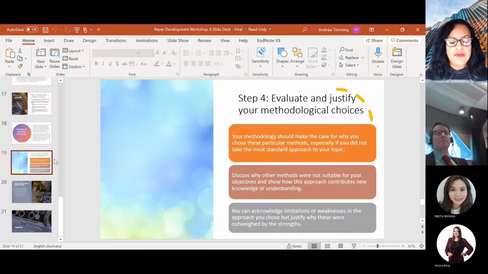For example, if you have used structured interviews, then you might want to say that structured interviews usually produce results that cannot be generalized beyond the sample group, but they provide a more in-depth understanding of participants' perceptions, motivations, and emotions. And you would justify using unstructured interviews if that was the key objective of your study with a particular group that you are researching. Next slide, please, Andrew.